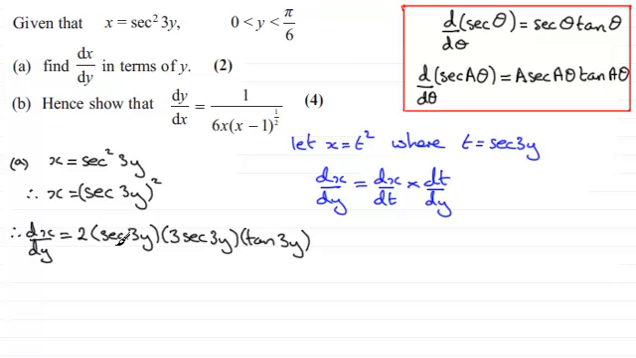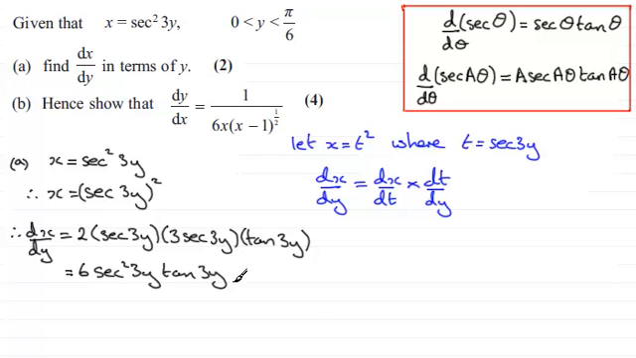So it's just a question now of tidying this up. If we tidy this up, we end up with the 2 times the 3 here being 6. Then we've got sec 3y times another sec 3y, so that's going to be sec squared 3y. And then we've got tan 3y. Okay? And so we've got dx dy expressed in terms of y, as was asked.